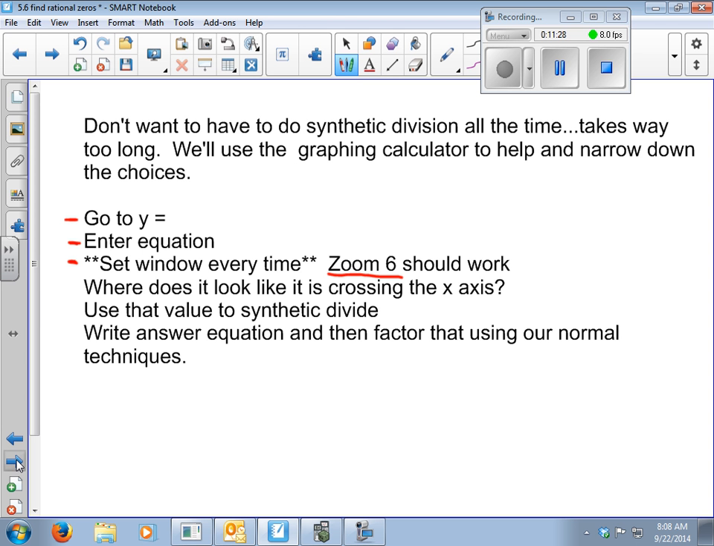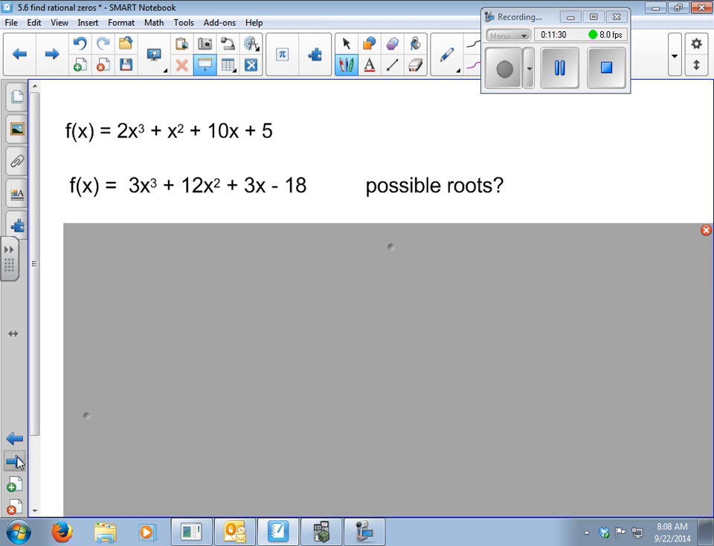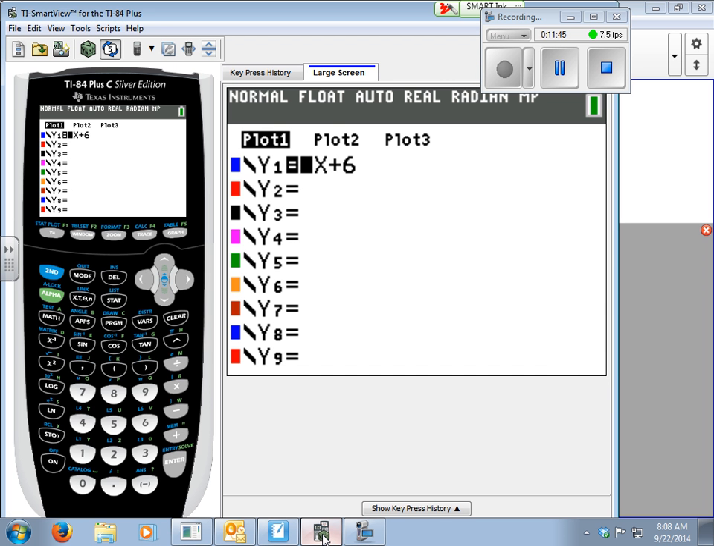All right, so let's look at the same equation that we just did, 2x to the third plus x squared plus 10x plus 5. But we want to use our graphing calculator to help us. Okay, so grab your calculator, turn it on. I'm going to bring my calculator up here too so you can see it.